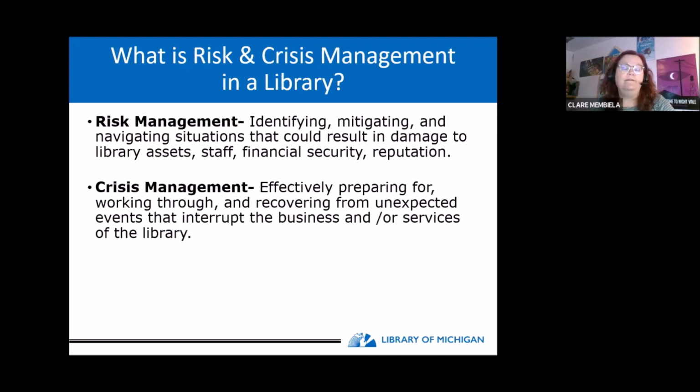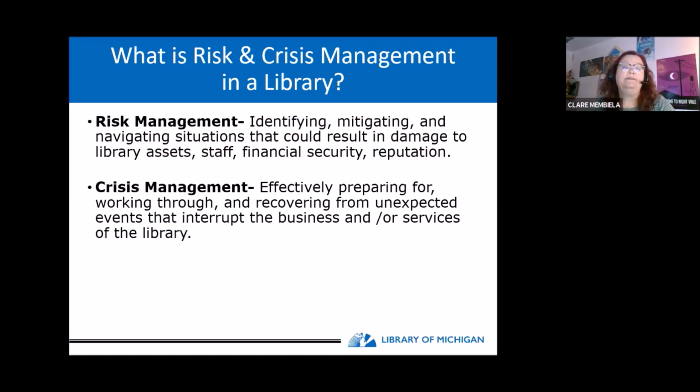So I have to identify and then I have to mitigate it, right? So risk management is about identifying and mainly mitigating. So prevention, doing what you can to prevent damage. So it's about, okay, how do I prepare for a weather event? Or how do we prepare for a possible pandemic? Or how do we prepare for misbehavior by patrons? How do we prepare or mitigate crime? All of those are risk management.